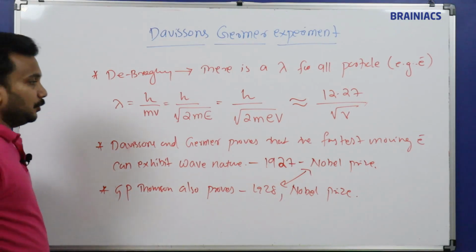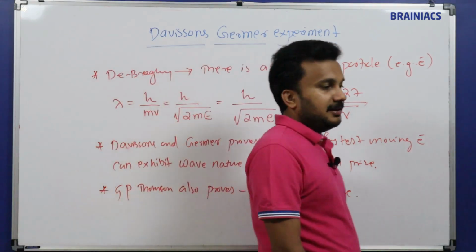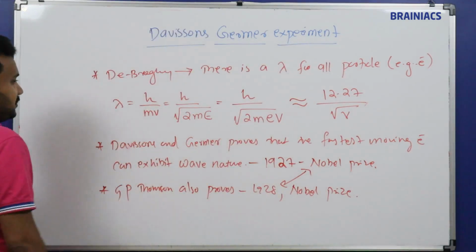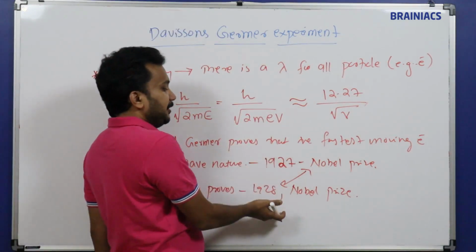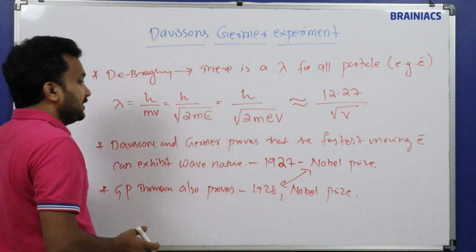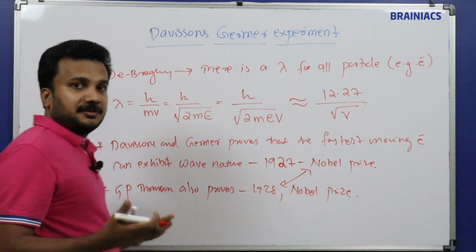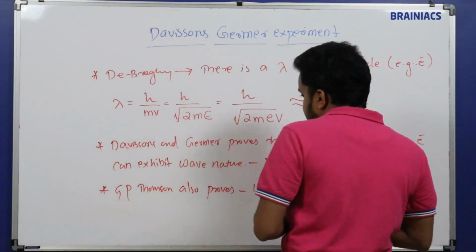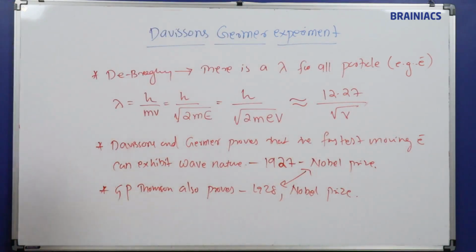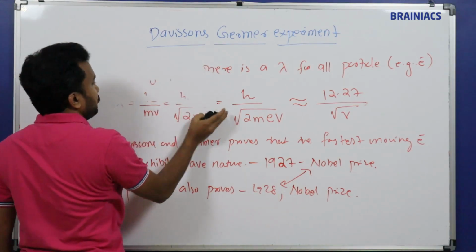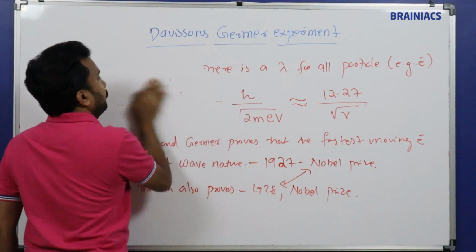But actually, whom do we credit the Nobel Prize for proving the wave nature of particles? I can say, first, the Davisson-Germer experiment, because this happened after 1 year. In 1927, the Davisson-Germer conclusions came first, then after that, in 1928, this happened. Let's see what Davisson and Germer did and how they proved this concept. So let's see that. Okay.